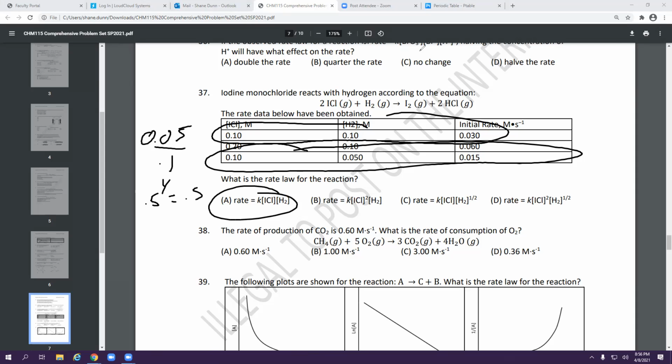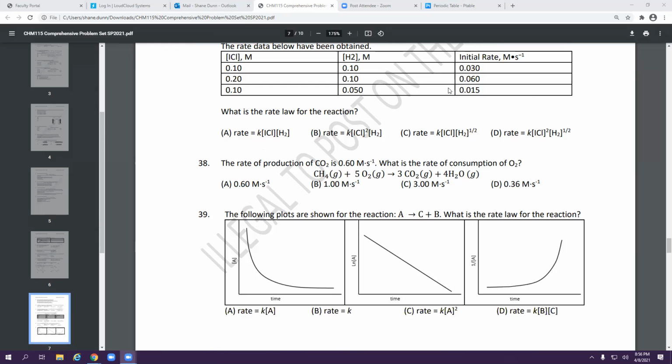What did I do wrong? 0.5 bad? But 0.5 equals 0.5. What do I do with y to make 0.5 equal 0.5? I don't do anything. I just put 1 in. It's a 1-to-1 ratio. So it's first order.